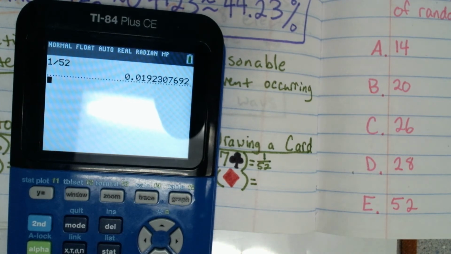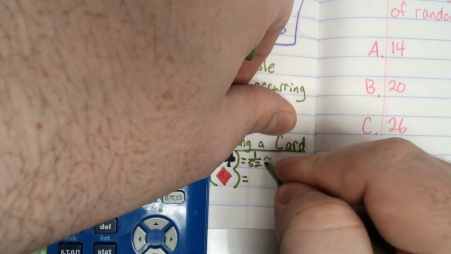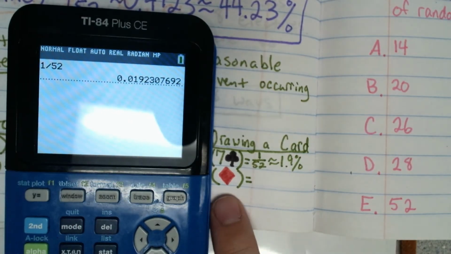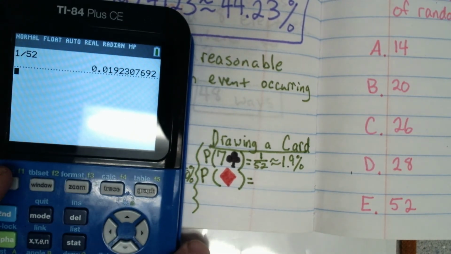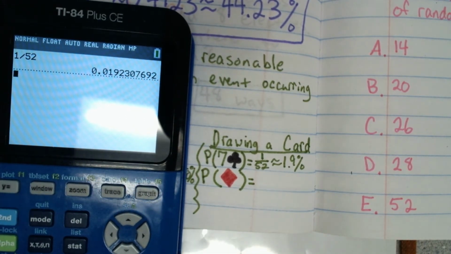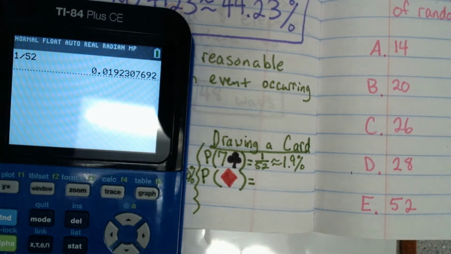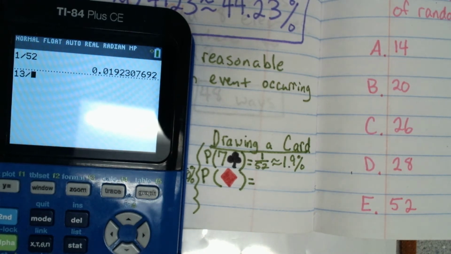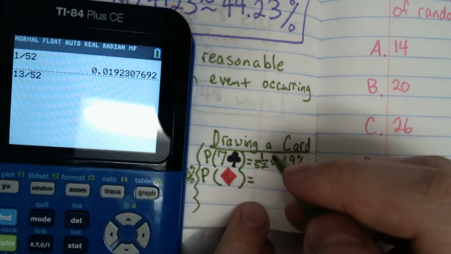And 1 out of 52 suggests that that's about a 1.9% chance of happening. The probability of drawing a diamond, on the other hand, there are 13 diamonds in the deck. You've got 2, 3, 4, 5, 6, 7, 8, 9, 10, Jack, Queen, King, and Ace. So that's 13 out of 52.